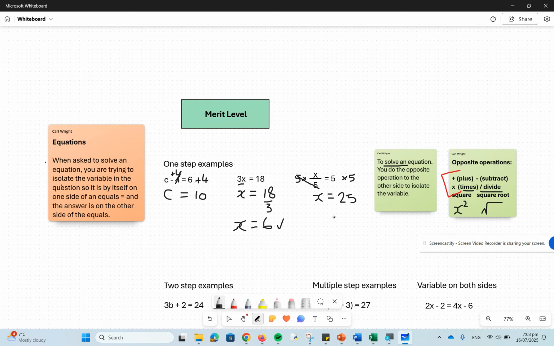So they're called one-step problems because basically to get the variable by itself, you only have to do one thing. And that means if it's 3 times, you only have to divide the other side. If it's divide, you have to times the other side. If it's plus, you have to minus, and if it's minus, you have to plus. So they're only one-step problems.